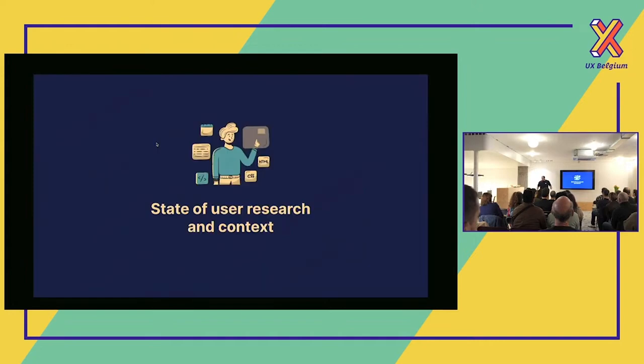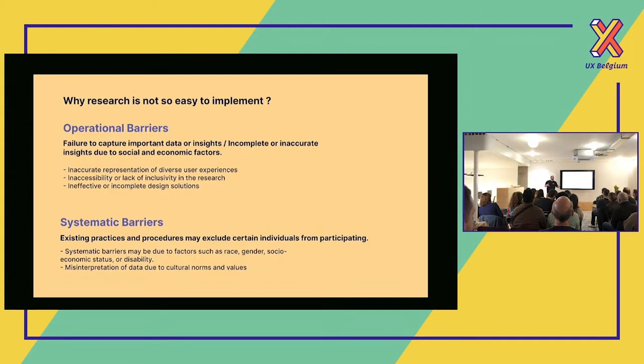So we will start with the state of user research. Why is it not so easy to implement? Well, first we have operational barriers. This means that sometimes we are not able to capture the right data. We are not able to capture the right insights. And this means that when you use these insights in a project, they won't make any sense.